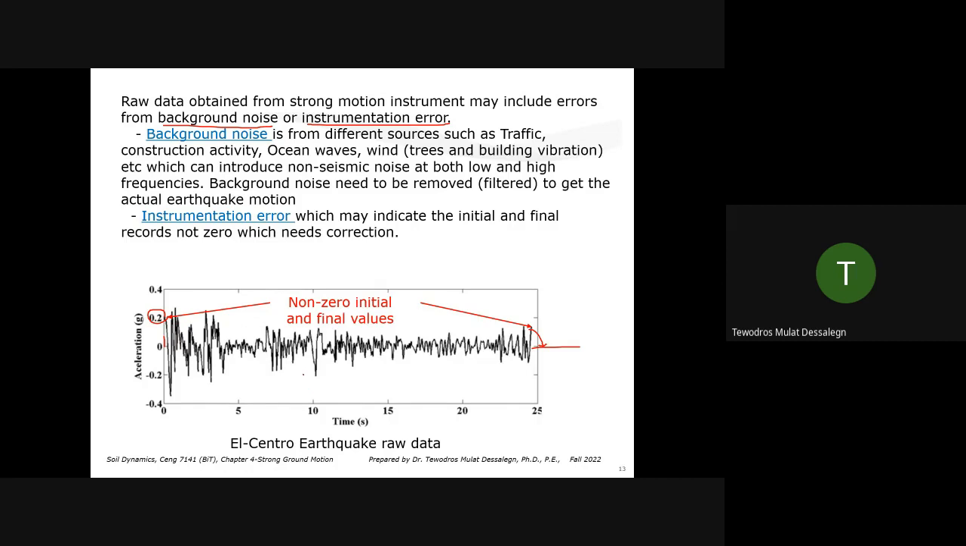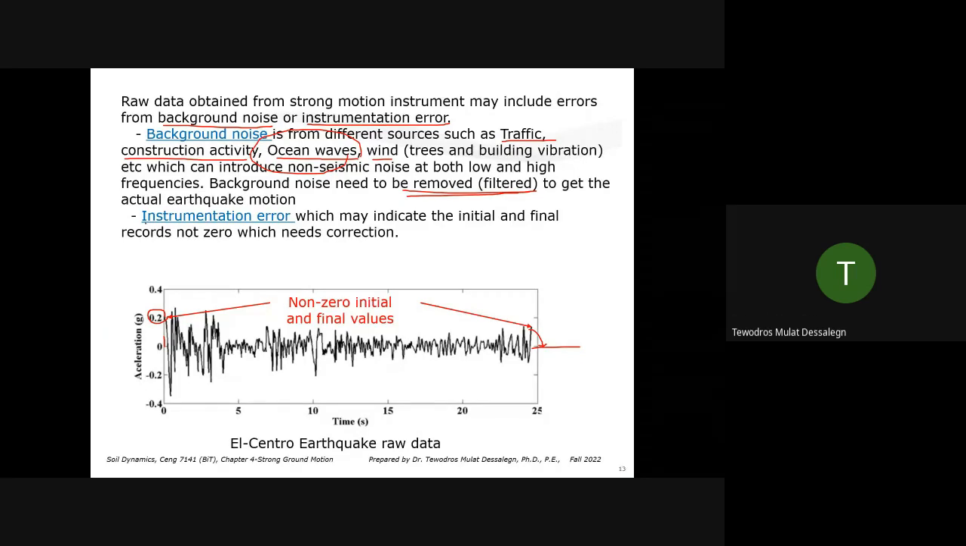It can be instrumentation error. Background noise is one kind of error. It comes from different sources, such as traffic, construction activity nearby, and ocean waves. If you have an instrument inside the ocean, because of the ocean waves, you can have some noise. Wind, trees, and building vibration can introduce non-seismic noise at both low and high frequencies. Background noise needs to be removed, so we need to filter it out. We need to process it somehow. We cannot use it directly as we find it.